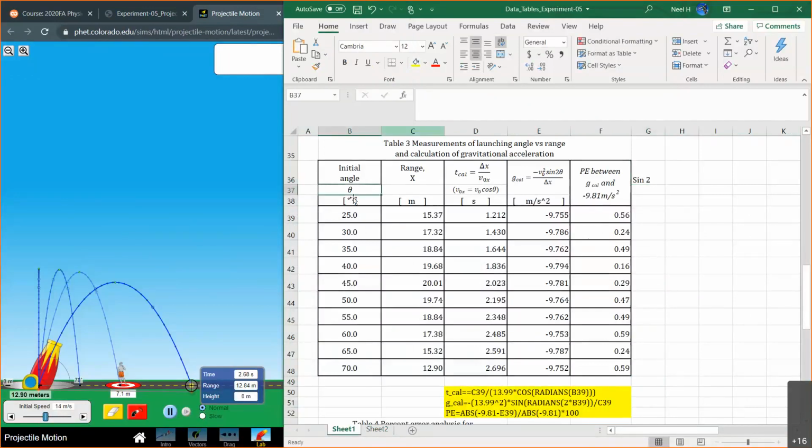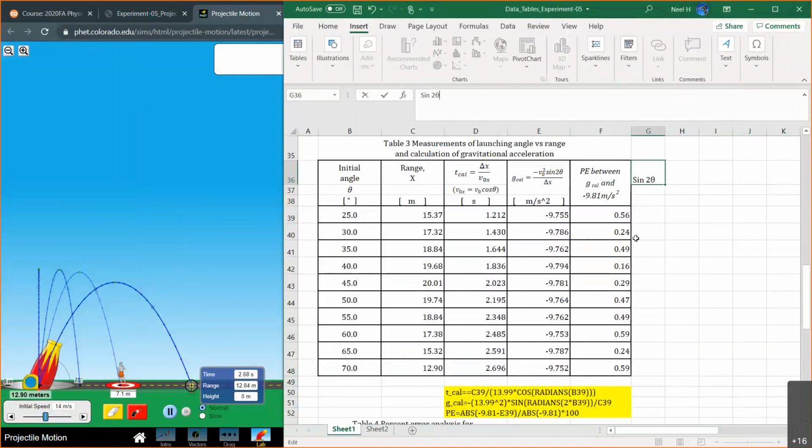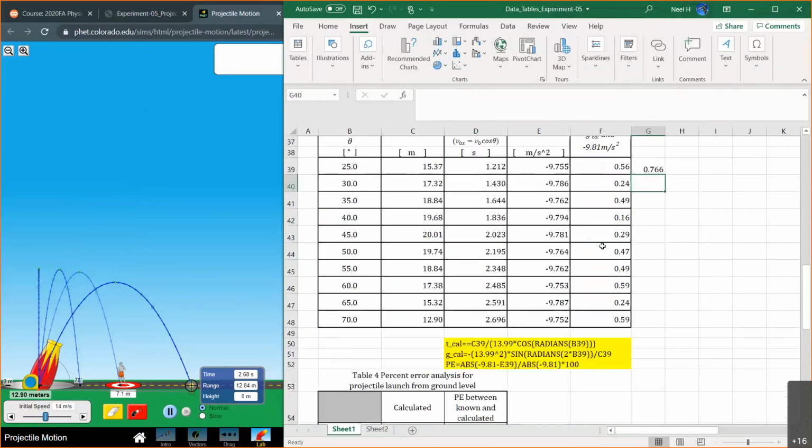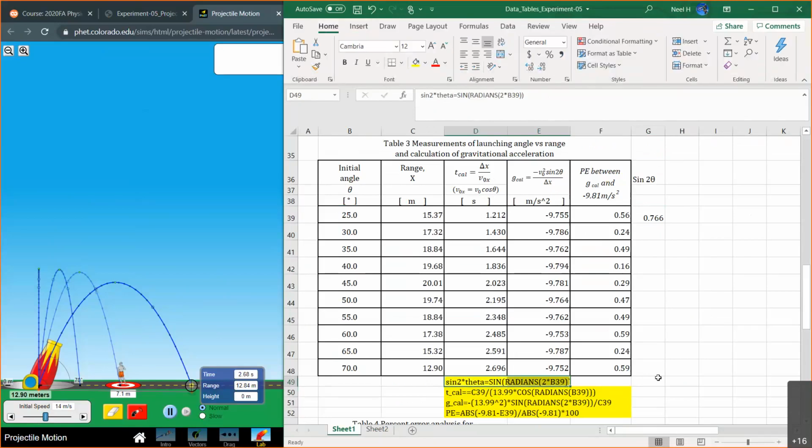Sine 2 times theta. I can copy and paste the theta from there, or I can insert the theta symbol there. Okay, sine 2 theta. Let's calculate that. Equal, sine, parentheses, I need the radians function, radians, 2 times the theta, and then close brackets again. That is the function I'm using for the sine 2 theta. Let me copy and paste that function also into here: sine 2 times theta is equal to that function. Those are all the functions for table number 3, okay.